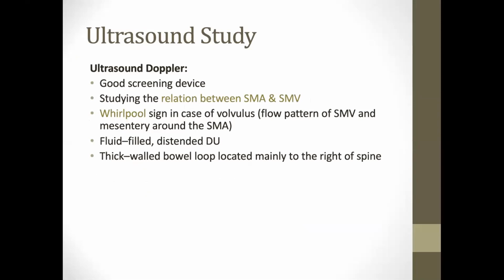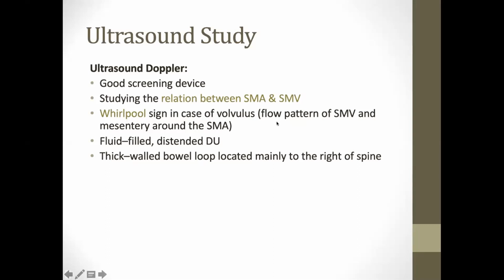Normally, the superior mesenteric artery is located to the left of the superior mesenteric vein, anterior to the third part of the duodenum, and the aorta is located behind the third part of the duodenum. In malrotation, the relation between the superior mesenteric artery and vein will be changed and reversed. In case of volvulus, we will see the whirlpool sign.